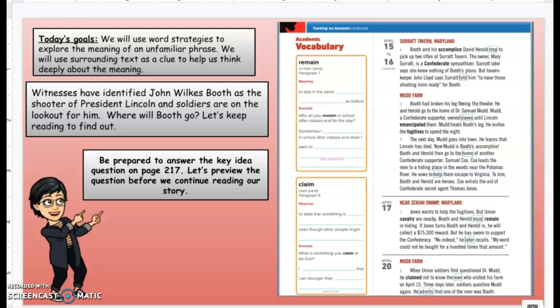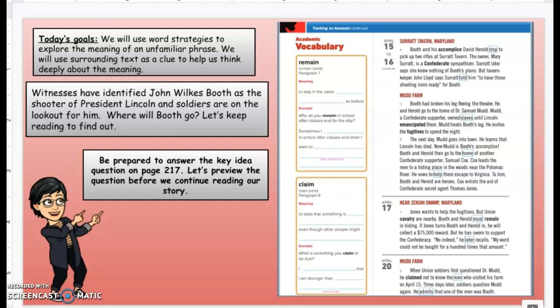Mudd Farm. Booth had broken his leg fleeing the theater. He and Harold go to the home of Dr. Samuel Mudd. Mudd, a Confederate supporter, owned slaves until Lincoln emancipated or freed them. Mudd treats Booth's leg. He invites the fugitives to spend the night. The next day, Mudd goes into town. He learns that Lincoln has died. Now Mudd is Booth's accomplice.